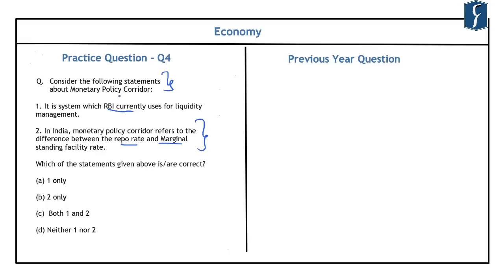So now if you try to solve this question, you will find that it is a system which the RBI currently uses for its liquidity management, which is a correct statement. However, the second statement given here is incorrect because it refers to the difference between the reverse repo rate and the marginal standing facility rate. So the correct answer is A, that is 1 only. And presently this monetary policy corridor area has been increased from the 50 basis points difference to 65 basis points difference. And this has been done by further lowering the difference between the repo rate and the reverse repo rate from 25 to 40 basis points.